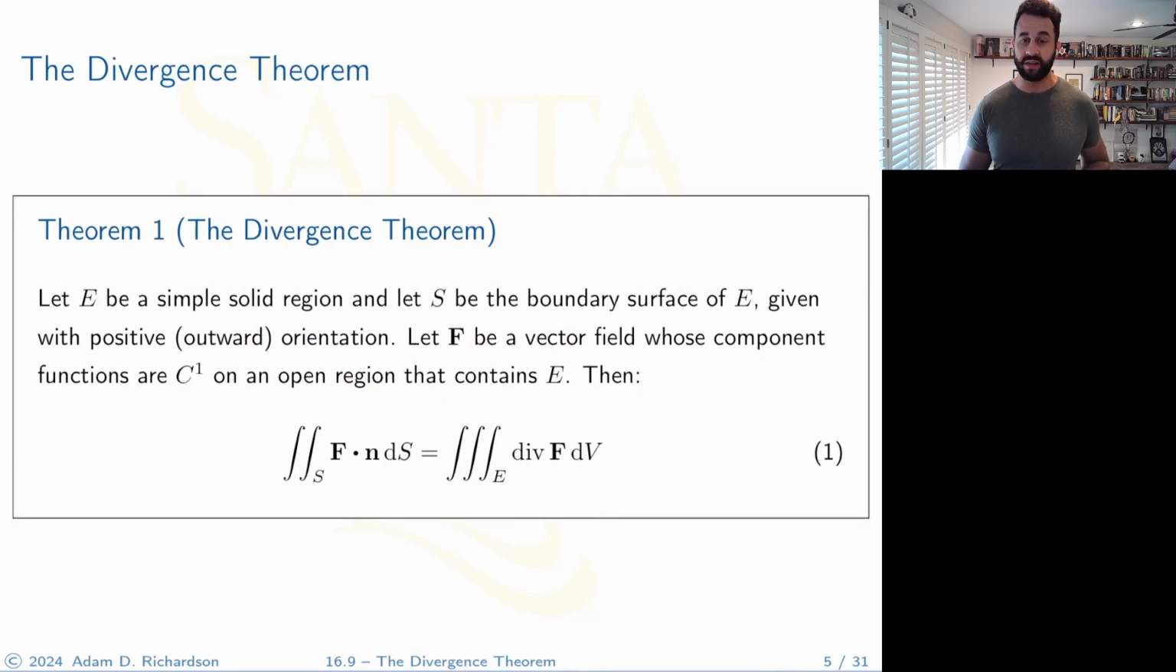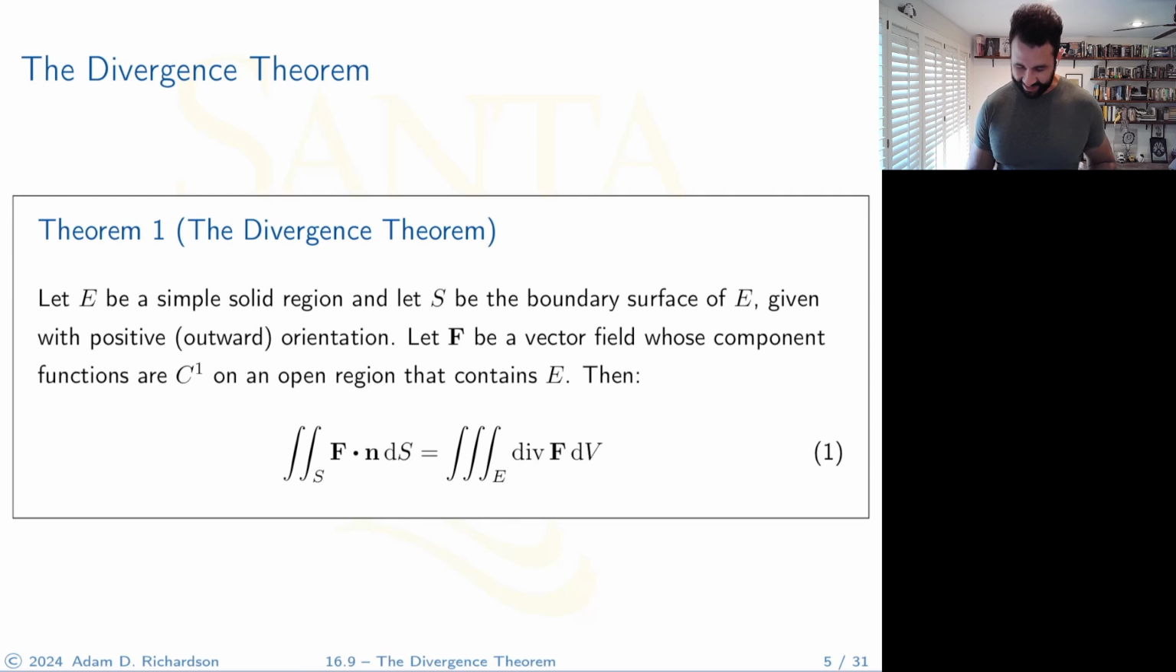Now here's the statement of the divergence theorem. It says, let E be a simple solid region, and let S be the boundary surface of that region E, with positive or outward orientation. Let F be a vector field whose component functions are C1 on an open region that contains E. Then we get the result that we expected. Our good guess turns out to be quite good.